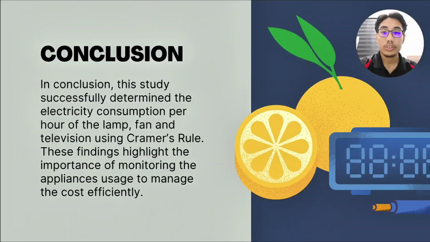In conclusion, this study successfully determined the electricity consumption per hour of the lamp, fan and television using Cramer's rule. These findings highlight the importance of monitoring appliance usage to manage the cost efficiently.